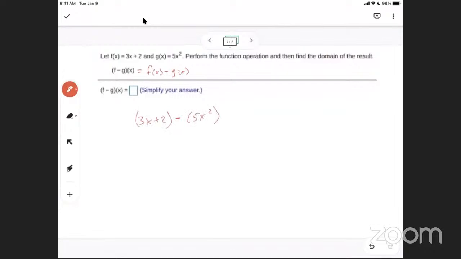So your answer is just negative. I'm going to write it in standard form, so write the highest exponent first: negative 5x squared plus 3x plus 2. The domain, all real numbers.